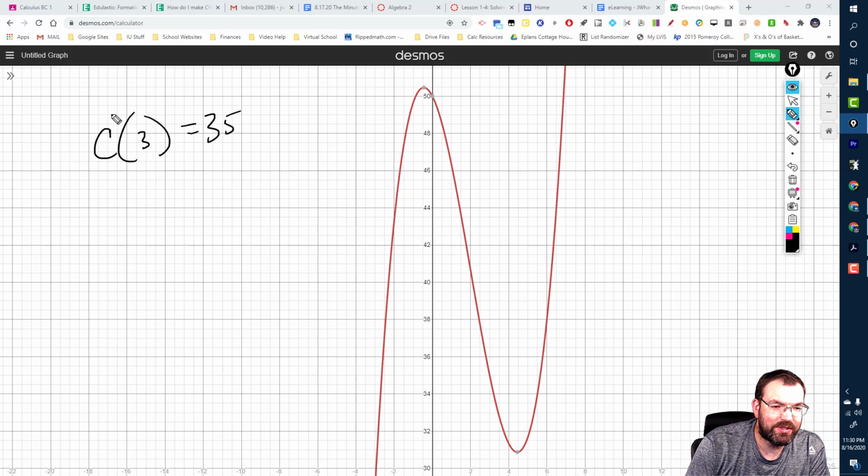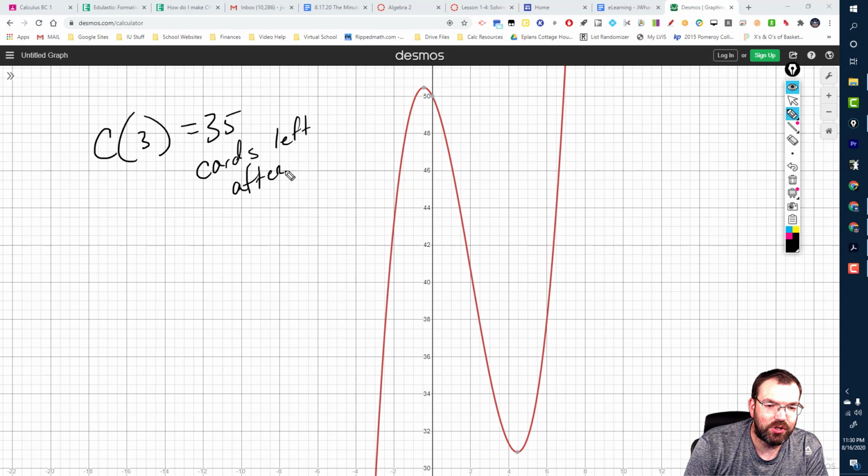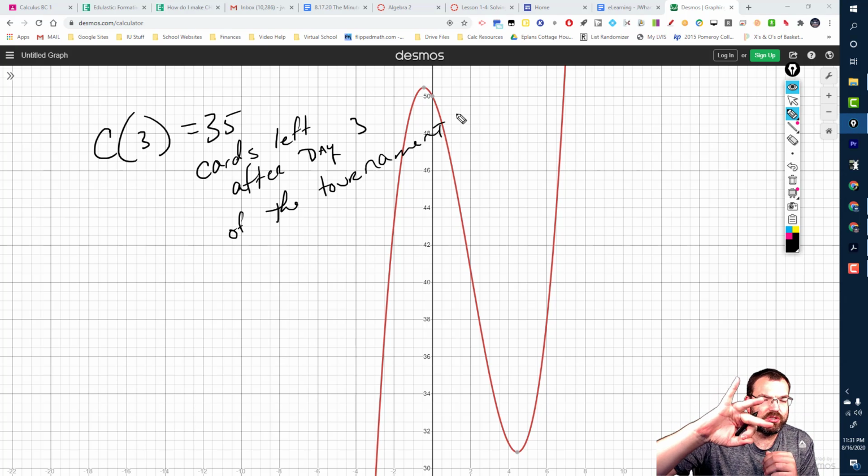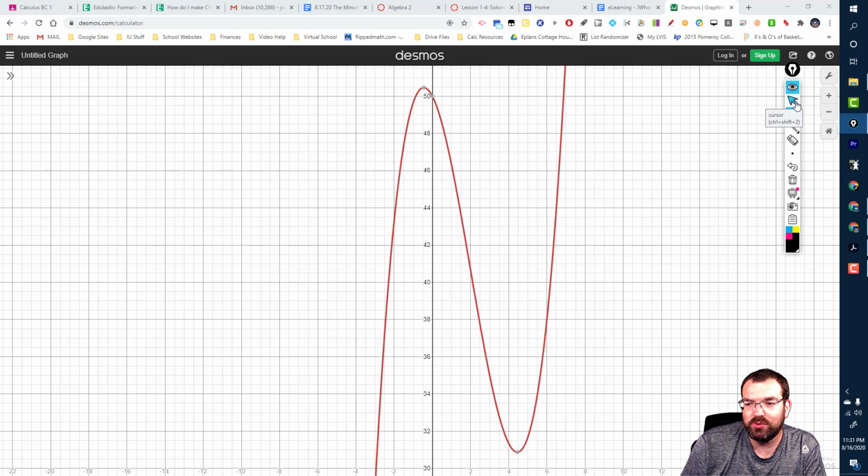Okay? So that's what the value means. But what does this actually mean? So this means it's 35 cards left after day 3 of the tournament. So, after the 3rd day of the tournament, according to this graph, he has 35 cards left. Alright? Cool beans. Let's find out what else we got to do now.